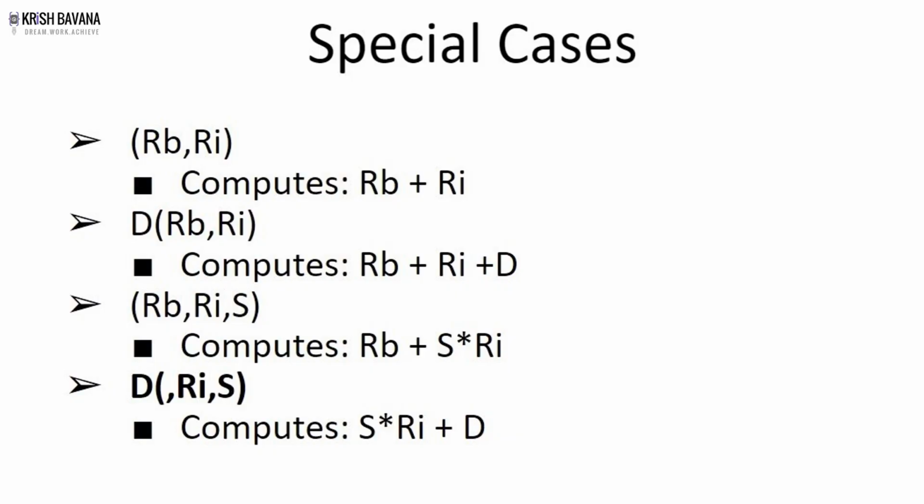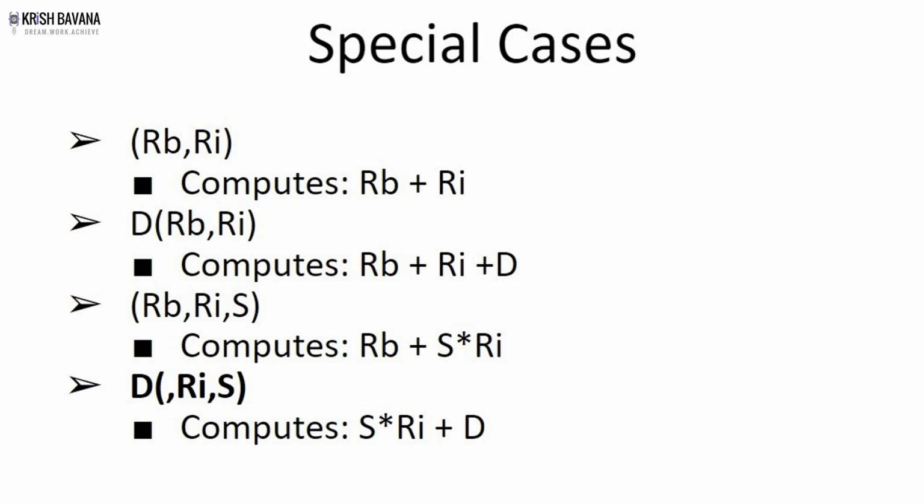Right now we're looking at the special cases. There are 4 types of special cases. These can be combined together in most scenarios, so you might see different types of ones. These are the base 4 special cases. The first one is when we have 2 values in a bracket, RB and RI.